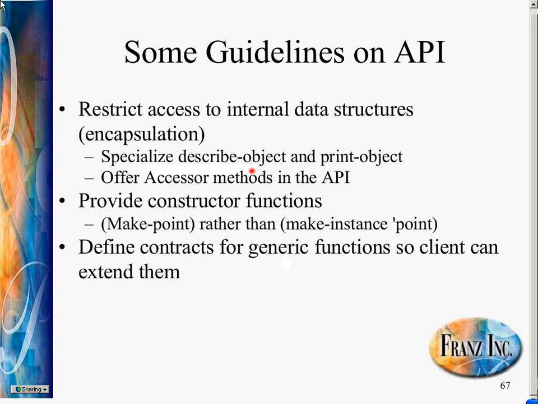You typically provide specialized methods on describe-object and print-object, and you offer accessor methods in the API. You don't tell people the names of slots or tell them to use slot-value. You provide a constructor function like we've done with make-point, and don't tell them to call make-instance or how to call make-instance.